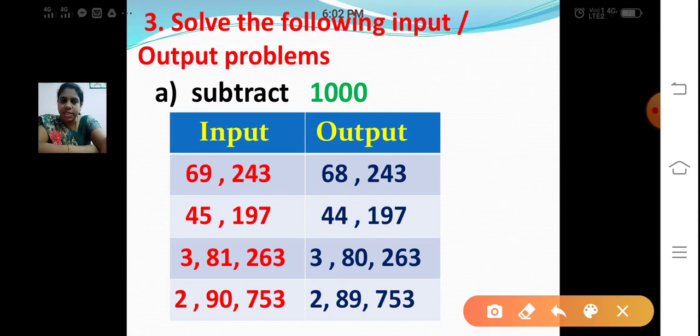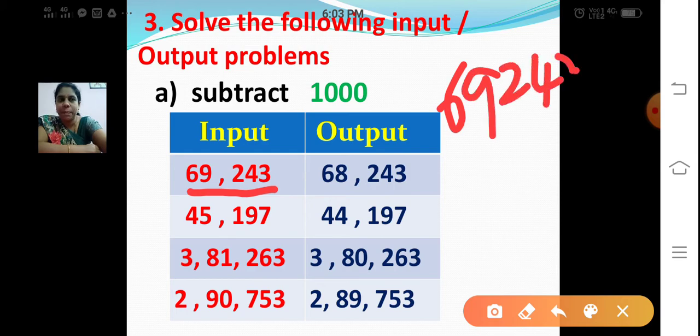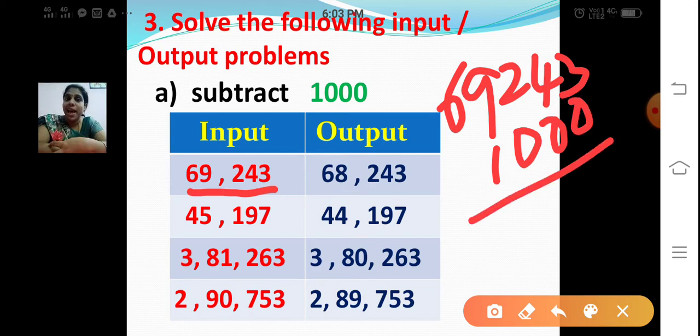The first sum: 69,243. We are going to subtract 1,000 from 69,243. Let's subtract these two numbers, so you will get the output. For the given sum, you subtract from the input so that you will get the output. So now I am going to subtract 1,000 from 69,243. Now tell me the answer.